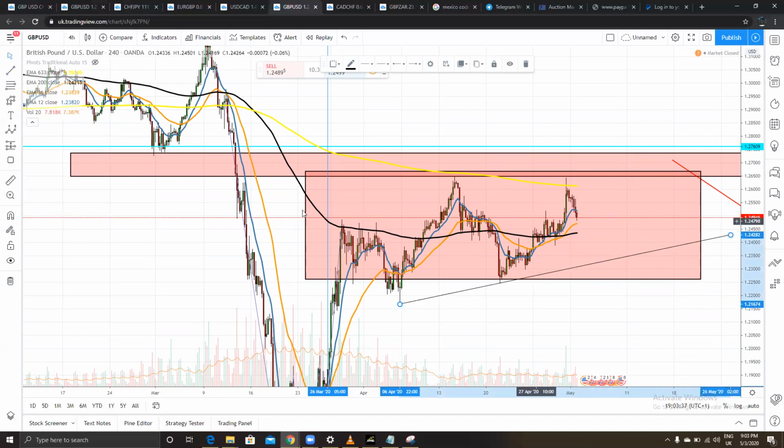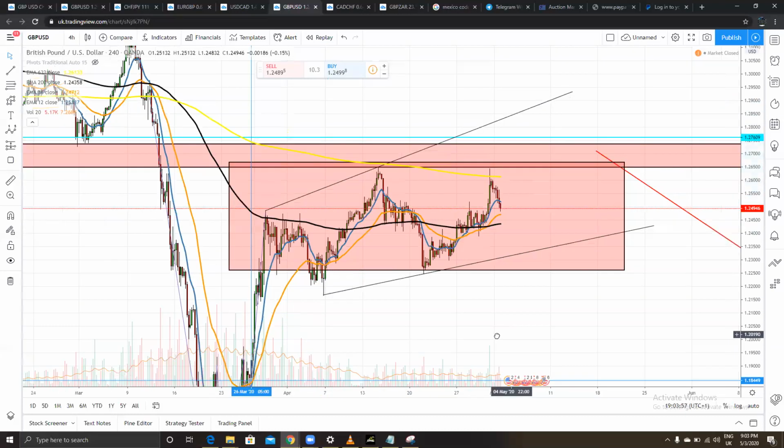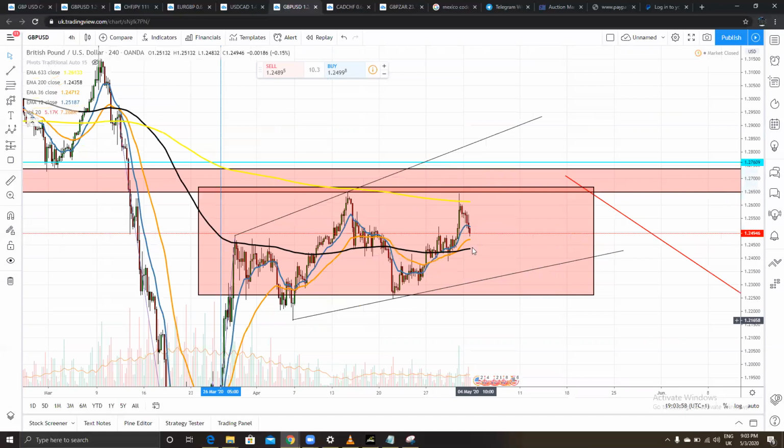Looking at this structure, okay? And then I was looking at this structure such that I know for a fact that if we come back down to this area, if we find rejection, we can still push back up higher. All right. So the EMA is giving me this area, but the funniest part of everything is I don't want to consider this area now.